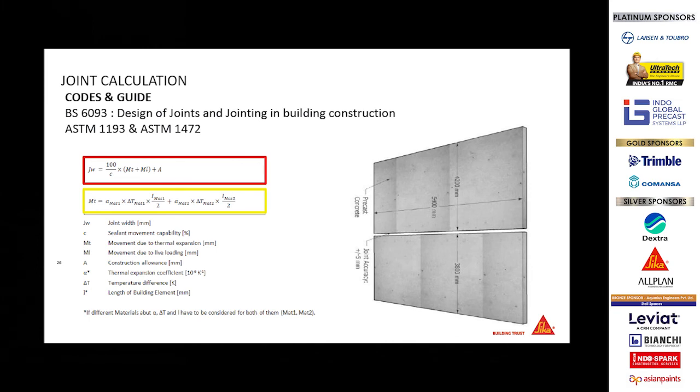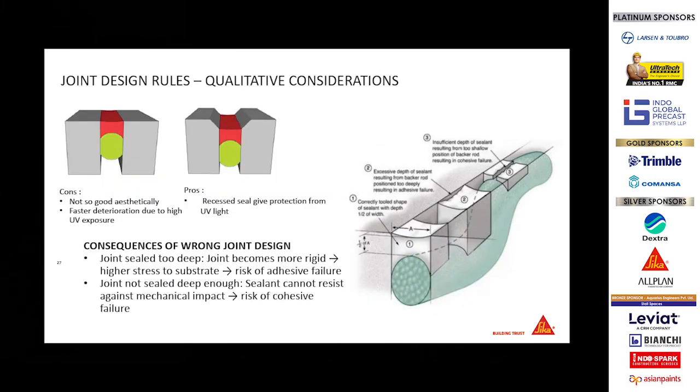And after having the data of MF, taking into account the construction allowance, you arrive at the theoretical width across the panel. Now, what are the qualitative considerations that have to be given? It is preferred to have a recess, because if the sealant is flushed, it will lead to faster deterioration due to high UV exposure. A recessed seal gives protection and also aesthetically it may look good.